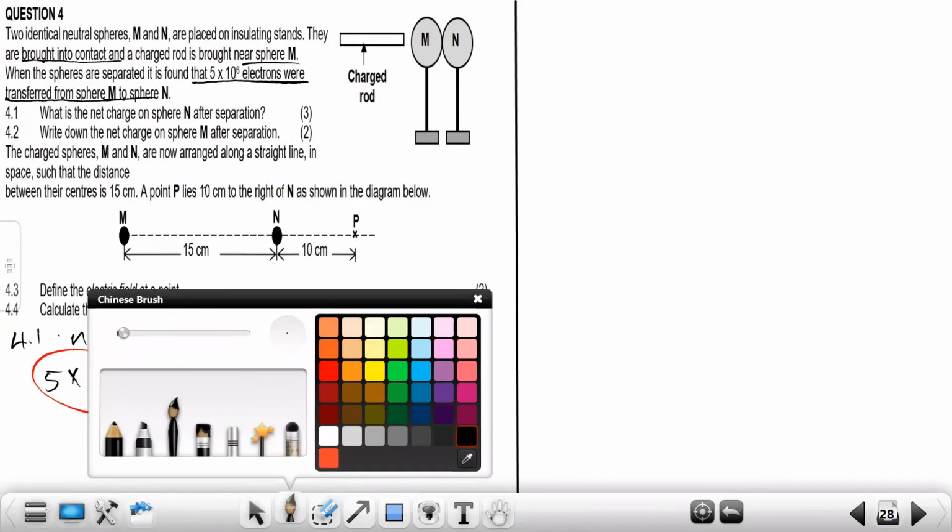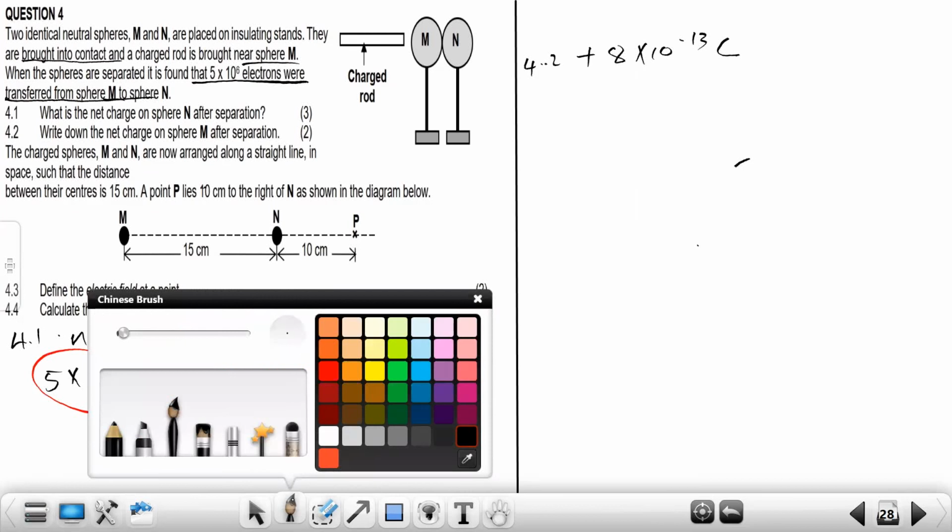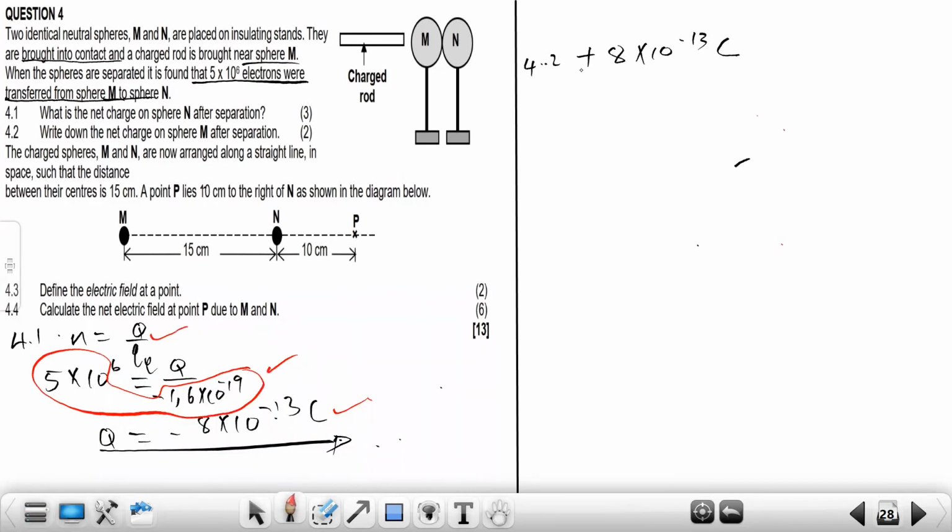So now let's look into 4.2.2. It is now plus, that is very key, 8 multiplied by 10 to negative 13 coulombs. This is how the marks are being allocated. You get 1 for saying it's a plus and 1 for the value. Hence it's 2 marks, and the other one is 3 marks. Hence that question at 4.2 is 2 marks.